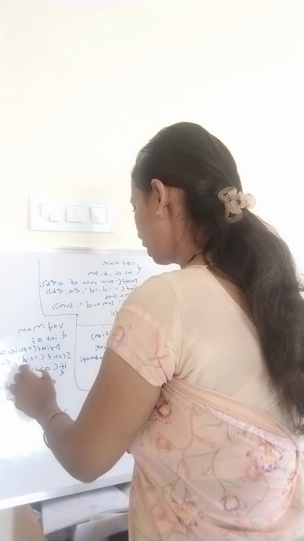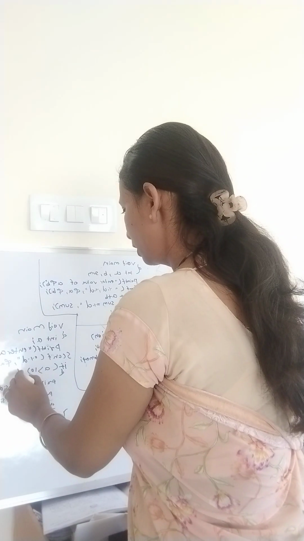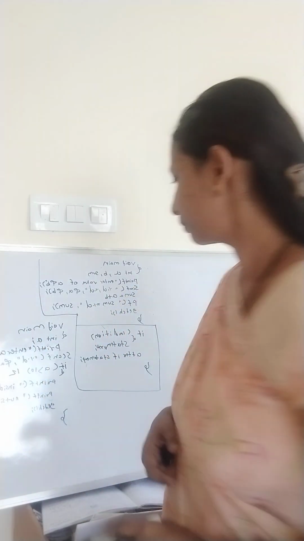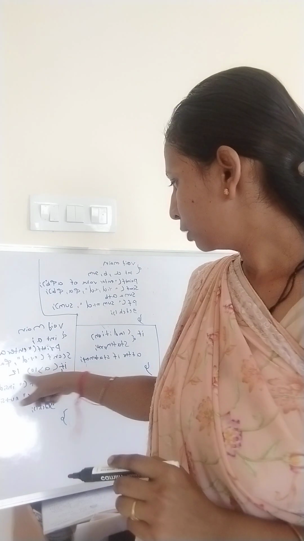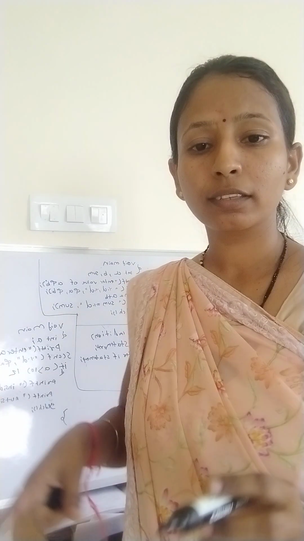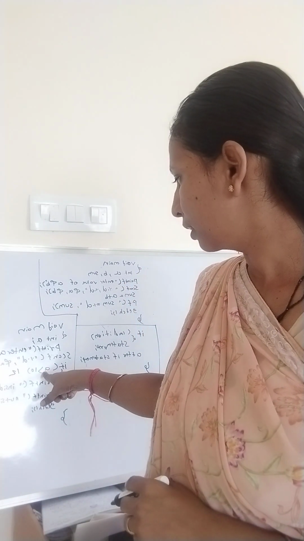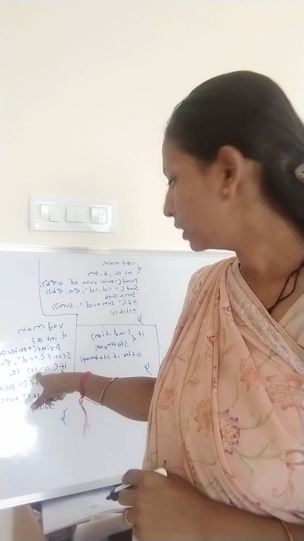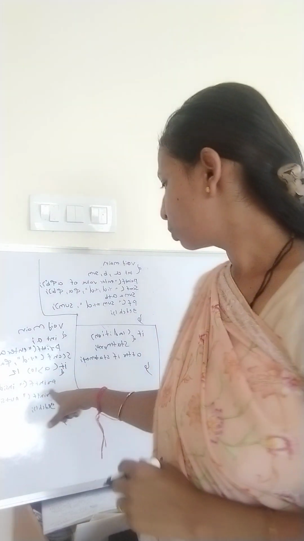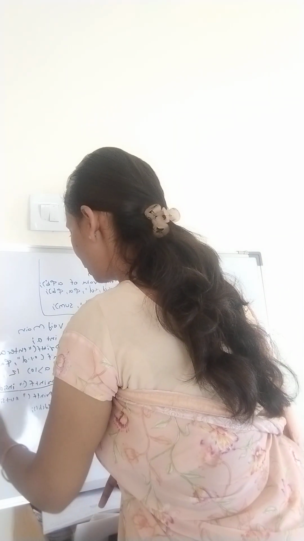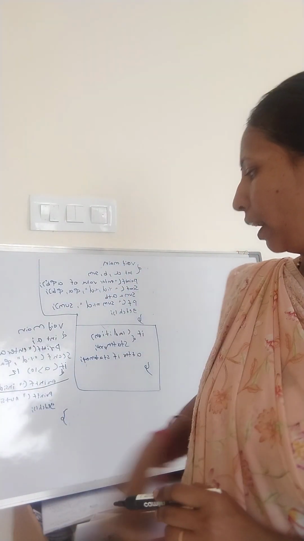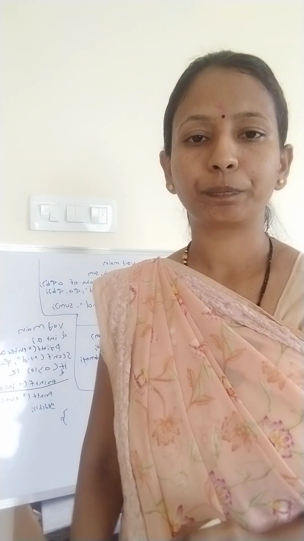Okay, now the user entered a value 12. So the user entered a value 12 and this value is greater than 10. Then now this condition becomes true. So this first statement will be executed and the second will be skipped.